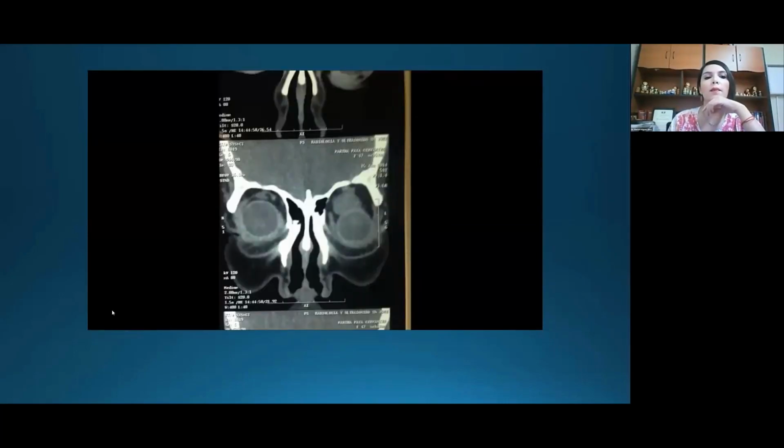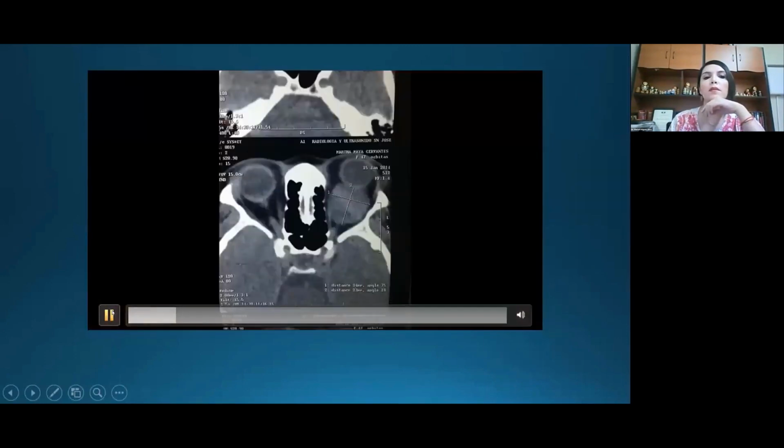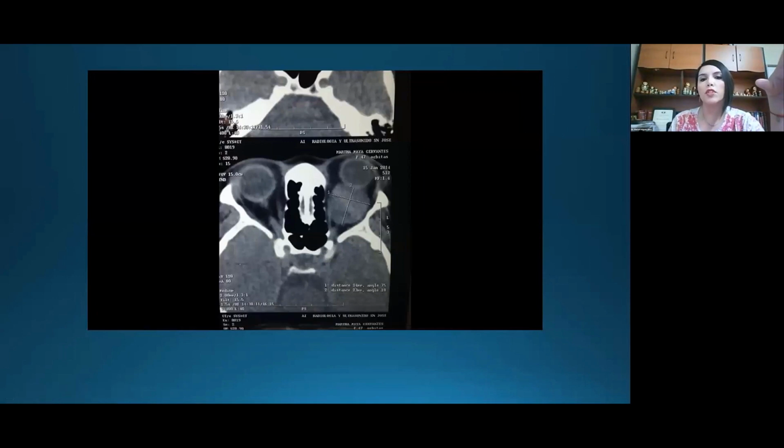Here we have, I'm going to make a pause in the tomography. Here we have the axial projection, and we can see a very huge mass behind the eyeball, intracranial, but fortunately it has very well limited borders, so it talks about a benign lesion.